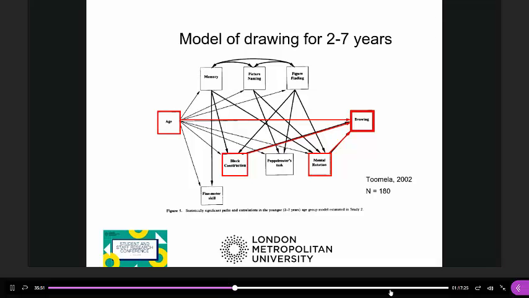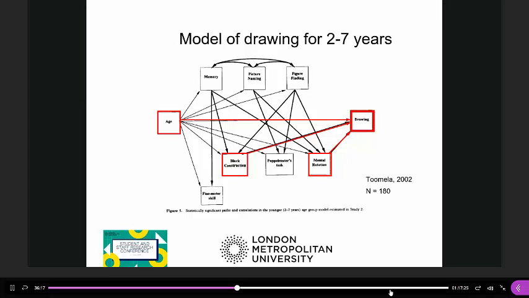So here you can see the outcome variable. This is a study of Tomela from 2002, and they had several tasks: memory, picture naming, figure finding, block construction. Don McRae mentioned blocks. Popple-Reuter's task is a figure finding task in visual noise and mental rotation. And here are the fine motor skills.